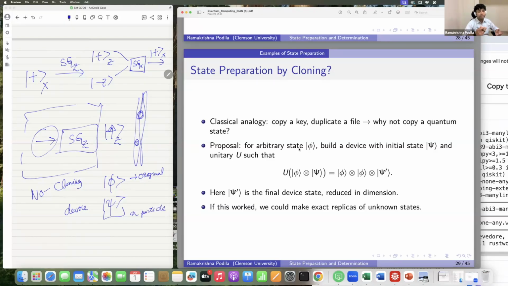Whenever I pass my particle through this device, which is a unitary transformation, let us say, the particle interacts with the device. Then the device, which has n particles, would become some psi prime with n minus 1 particles. And then I get two states, so I'm making a copy of whatever is sent in. Are you able to follow me? I'm making a copy of whatever is sent in, so the device state is changing to n-1 particles.